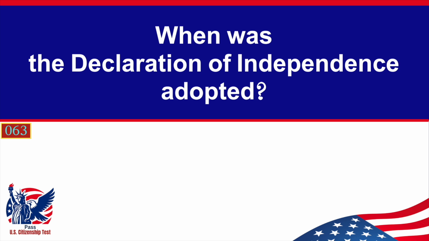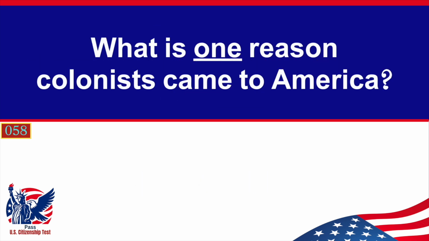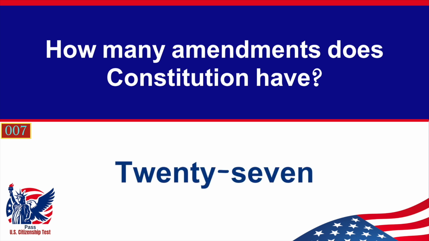When was the Declaration of Independence adopted? July 4th, 1776. What is one reason colonists came to America? Freedom. How many amendments does the Constitution have? 27.